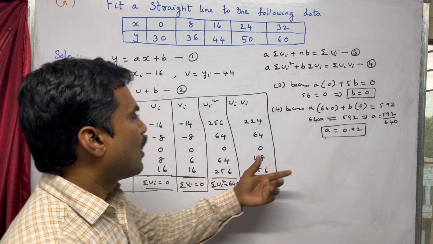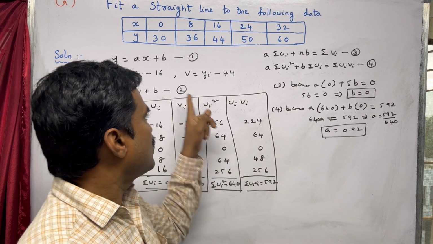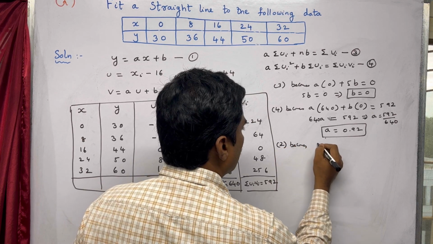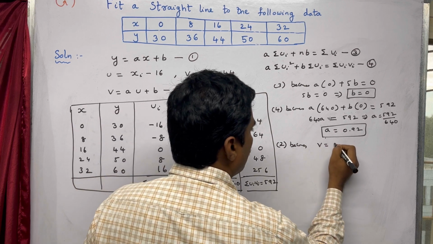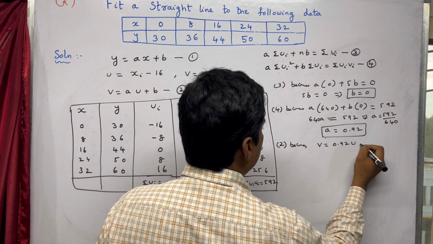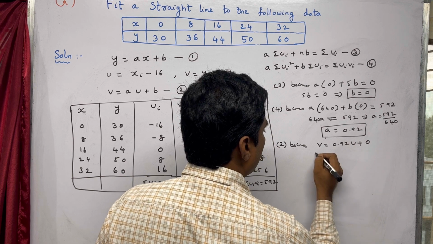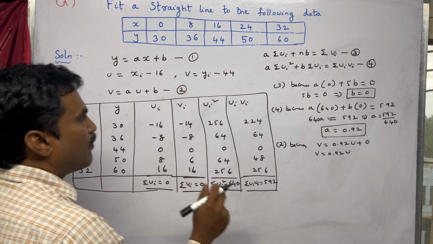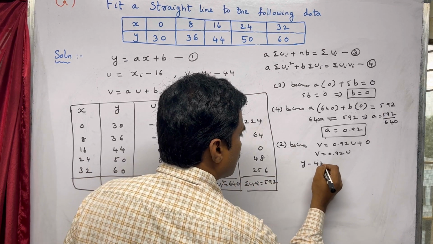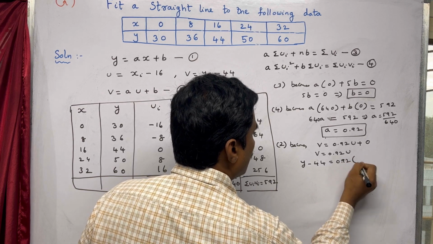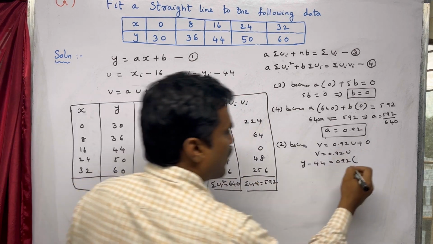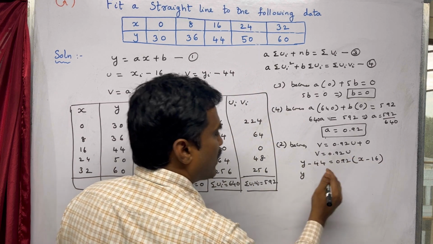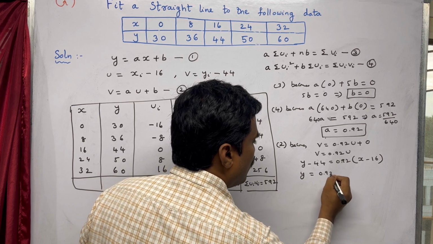Now what I do is, I will substitute these values of A and B in equation number 2. So equation 2 becomes, V equal to AU plus B. So what is A here? 0.92 U plus B. What is B? B is 0. So I am going to get V equal to 0.92 U. Now what is V here? We have taken V as y minus 44. So right here y minus 44 equal to 0.92 into U. What is U here? U is x minus 16. So this will be y equal to, so take this 44 to that side. So y equal to 0.92x.